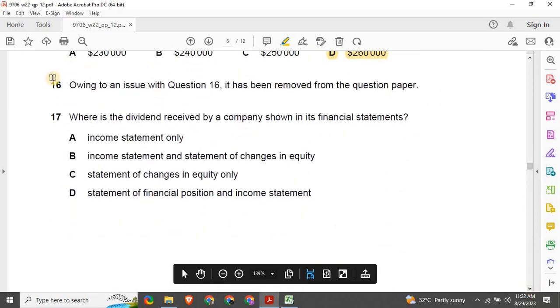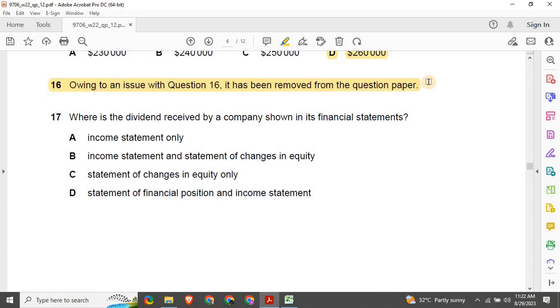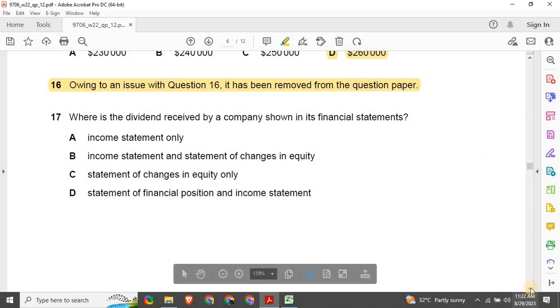However, question number 16 is removed from the question paper. I don't have the question. If you have the question, do let me know so that I can solve it for you. Let's go to question number 17 now.